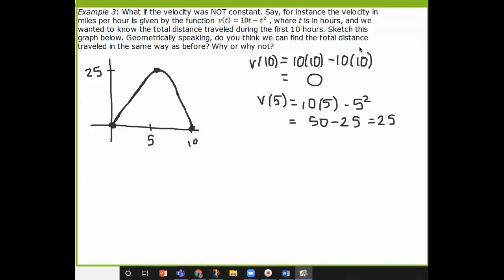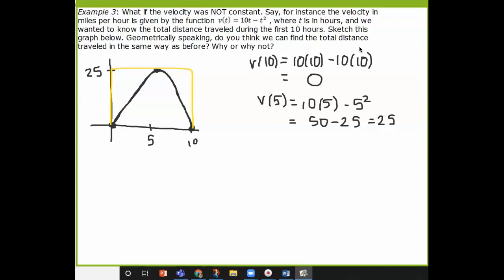And it says, geometrically speaking, could I find the total distance traveled in the same way that we looked in the first example? Well, now the problem is that if I tried to do a rectangle, I would be left with all of this area not included in the area under the curve. So a rectangle would not be a good geometric approach. Where it says, would that be a good way? The answer is no. A rectangle would be a terrible way to try to geometrically find the area under this curve.